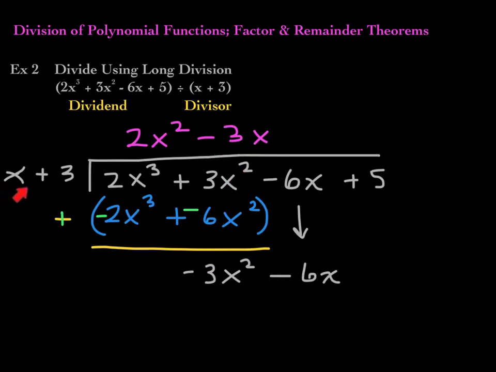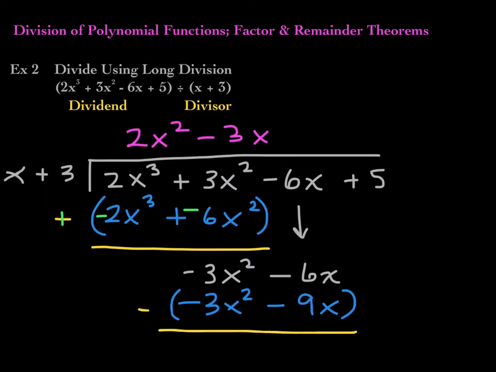It's now time to take each term in my divisor and multiply each term by negative 3x. X times negative 3x is negative 3x squared. And positive 3 times negative 3x gives you negative 9x. I strongly recommend you put parentheses here, and then we have to subtract. So I suggest you distribute this negative, which makes it addition of positive 3x squared and positive 9x. Watch your signs.